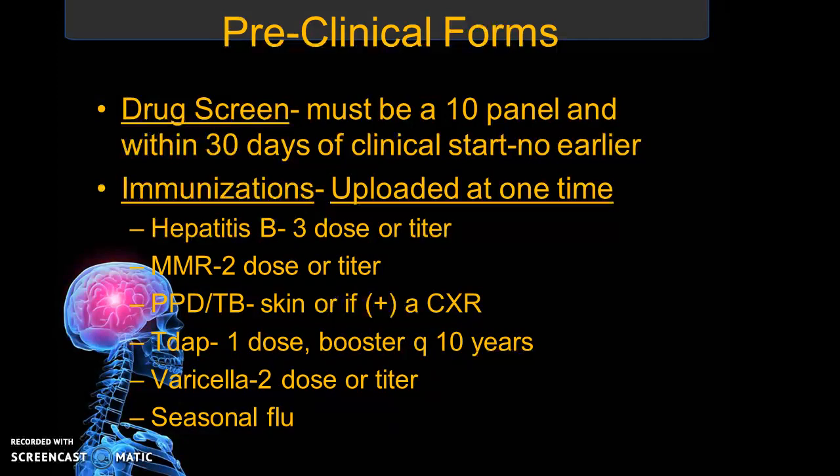Your seasonal flu needs to be during the flu season that you're going to clinical. For example, if you're going to clinical in January, the flu season started in September, so you want to make sure you get the flu vaccine for that season. These are non-negotiable. So you can't tell me, oh, well, I'm an anti-vaxxer or whatever. Well, that's your choice, but you're also not going to the hospital.